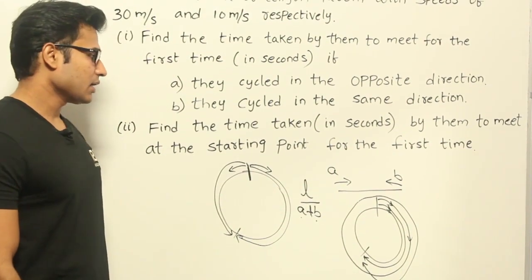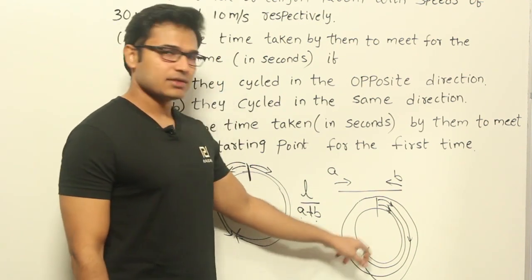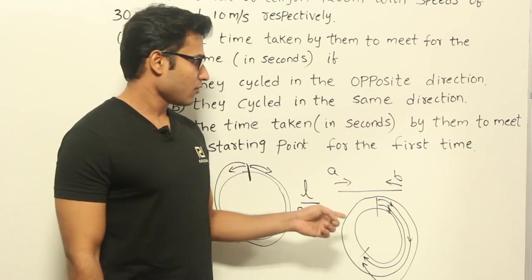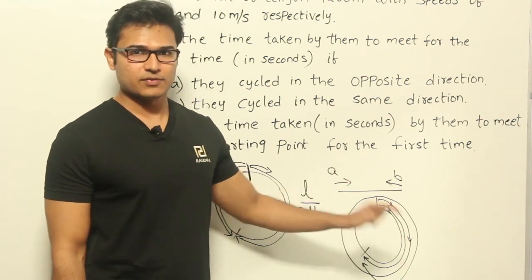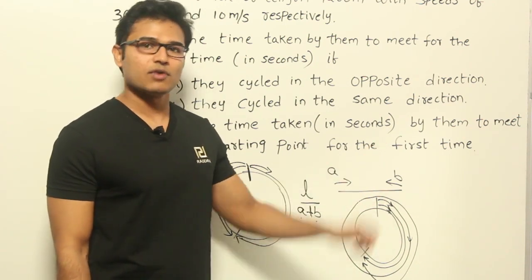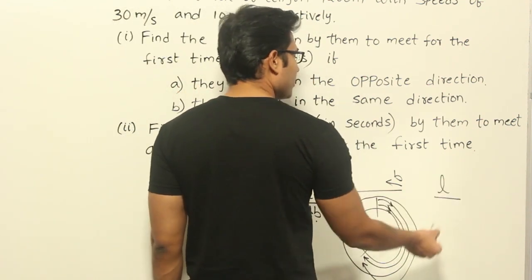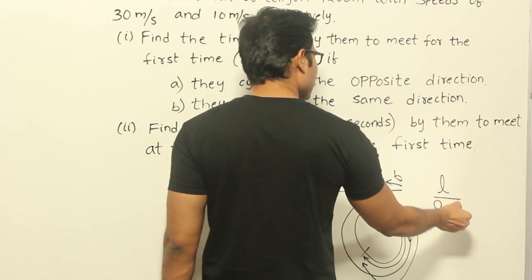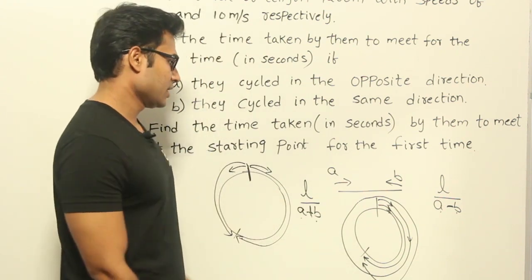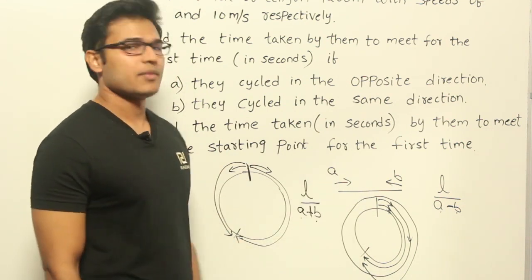Got it? Therefore, if they are running in the same direction and meeting at a point, you can definitely be sure that one of them has taken one extra round, isn't it? Now you have to find out the time taken by them to take that one extra round. The extra round is of length L, and this round is covered by a relative velocity of A minus B. Assuming that A is greater than B, since they are running in the same direction, the relative speed is A minus B. Therefore, this is the formula you can use: L by A minus B.